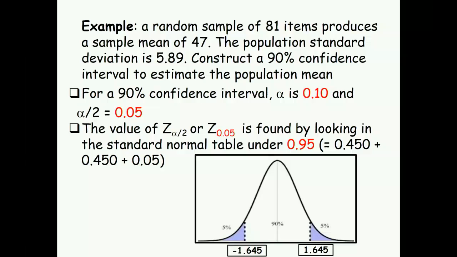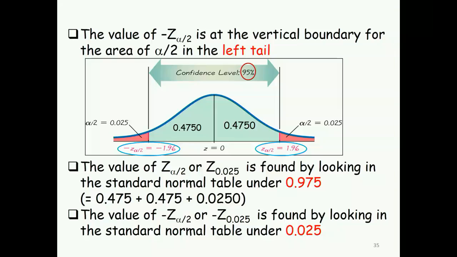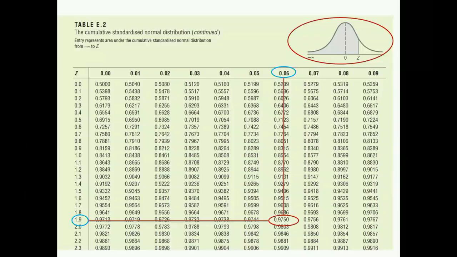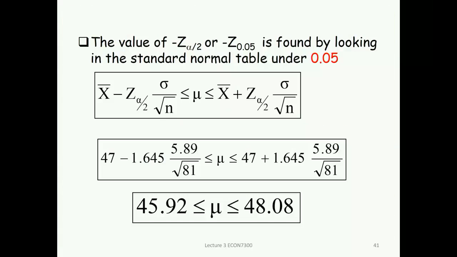The rest is simply a matter of calculation. We know the point estimate is 47, plus or minus the critical value times the standard error. The standard error is sigma divided by the square root of n. Okay, let us do that: 1.645, sigma given as 5.8, and my sample size.